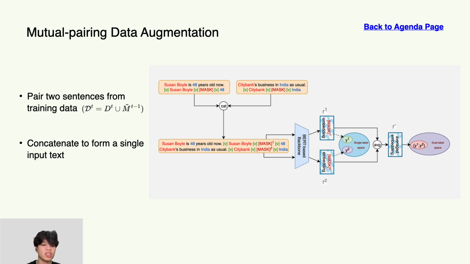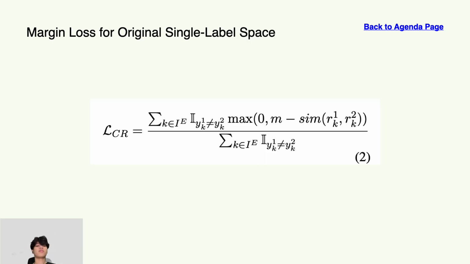Each augmented sample preserves the original labels of each component sentence, known as the original single label space, while creating a new label space called the dual label space. This dramatically increases the volume and diversity of our training data without requiring external resources.